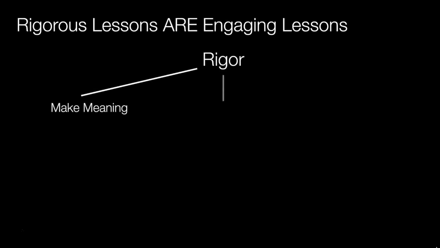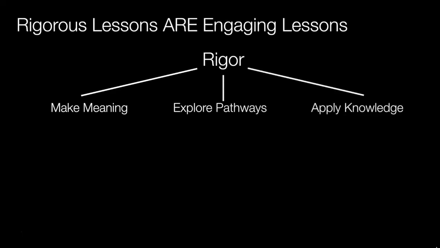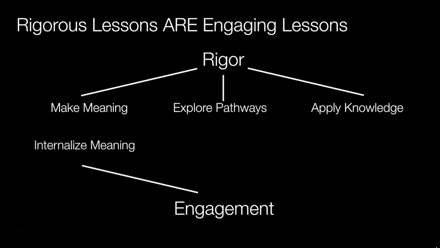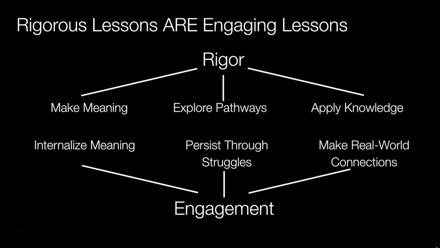Remember the what and the how. With rigor, we define this as the what. Students need to make meaning, explore multiple pathways, and apply their new understanding. With the idea of student engagement, we're looking at how. In other words, strategies that are intentionally planned to help students personalize meaning, using collaborative experiences to build persistence, and making culturally responsive connections as a starting place for applying understanding.